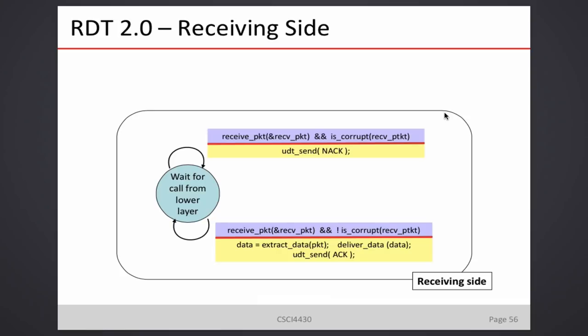Okay? So there are two cases here. One is corruption. I detect this corruption. And no matter if it's the first time I detect corruption and then I send a NACK, or I already sent a NACK and I wait for retransmission, I put it in the same case. Another case is, of course, a clean packet. When the clean packet comes in, I deliver the data to the application layer. Of course, before that, I send out an ACK packet. Any questions? Easy, right? Just send replies.